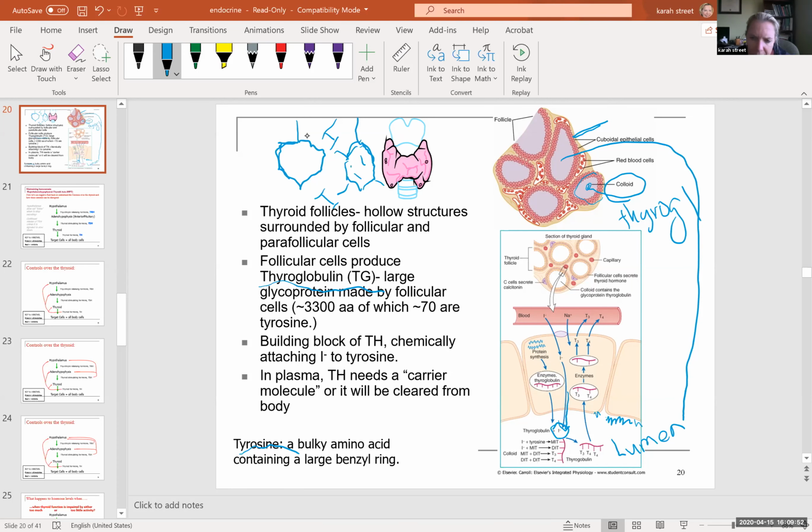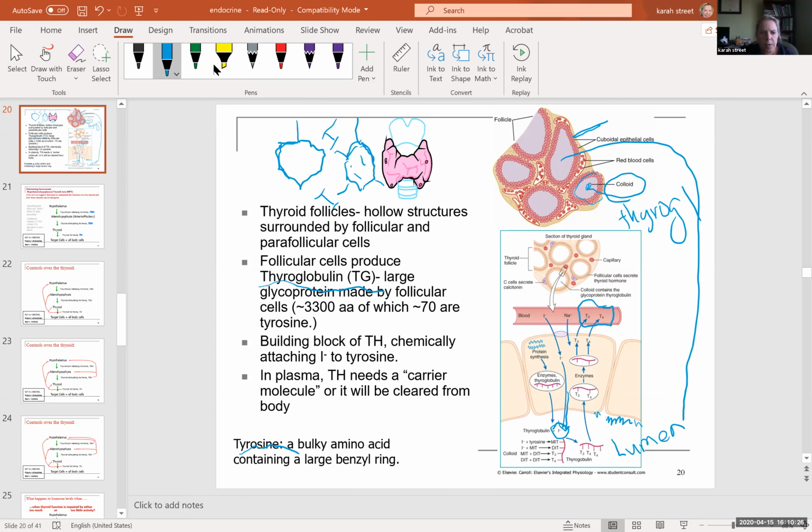Then the cells have to drink that protein back in. They endocytose it, and then they chop up the protein and release into the bloodstream only the tyrosine residues that have either 3 iodides or 4. Both T3 and T4 together are known as your thyroid hormone. When they draw your blood, they are most certainly assessing your thyroid hormone levels.